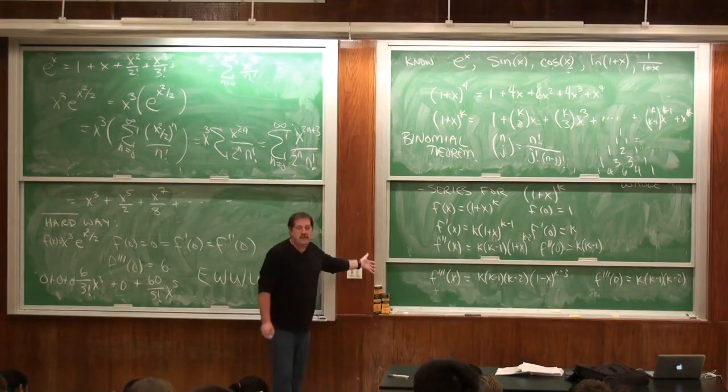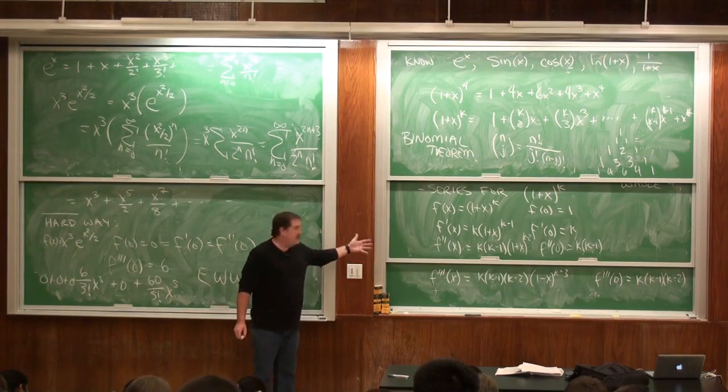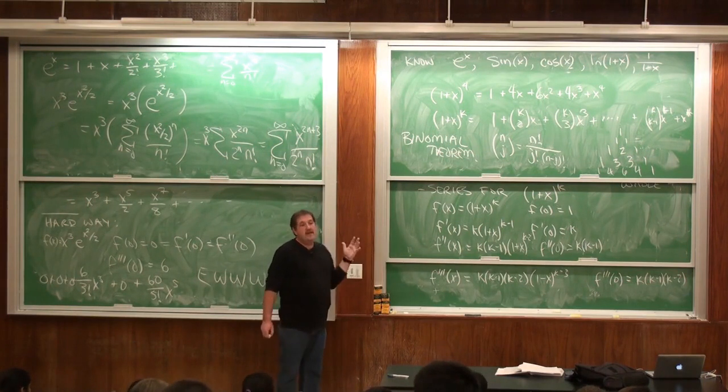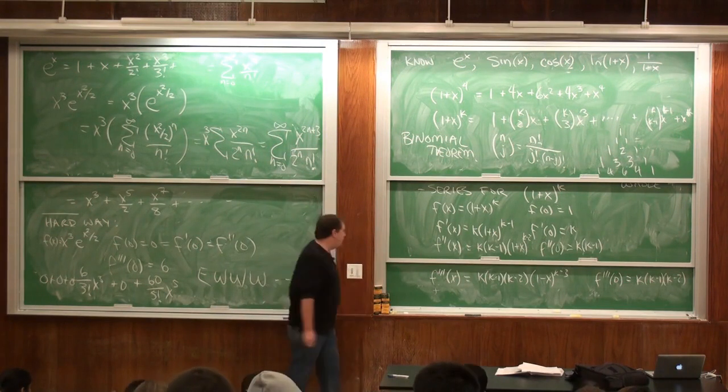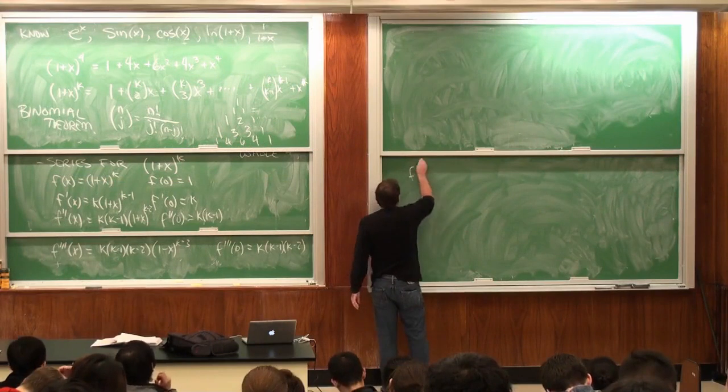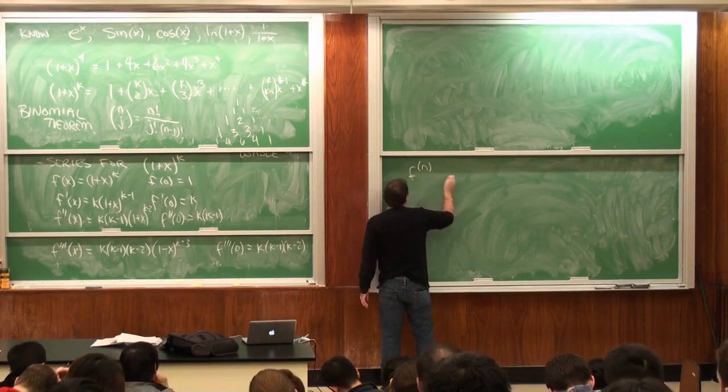If k is not a positive whole number, this will never stop. If k is a positive integer, eventually I'll start getting zeros here, because k minus something is zero. But if k is like negative 3 or 1 half, this process will continue. And in general, what will the nth derivative be?